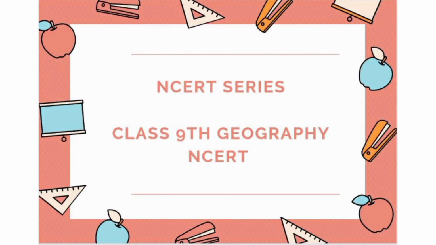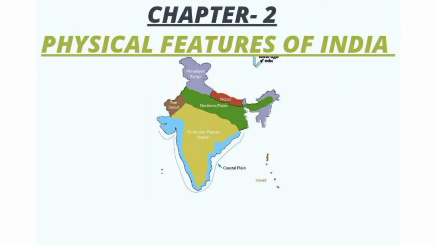As we are continuing with the NCERT series, we are discussing Class 9th Geography NCERT. And today we are going to discuss chapter number 2, Physical Features of India.